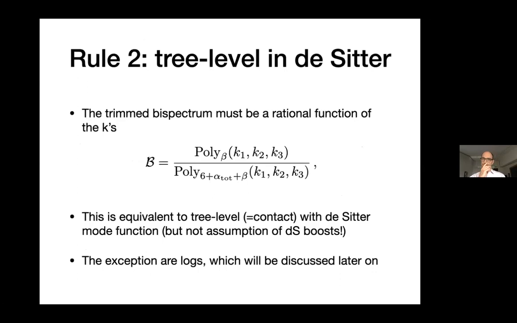Rule number 2 is that we are working at tree level in de Sitter space. And so the trimmed bispectrum must be a rational function of the norm of the momenta. That is, a polynomial divided by another polynomial. This is equivalent to saying that we're working at tree level and that the mode functions that we have are de Sitter mode functions. Notice I'm not assuming full de Sitter invariance for the interactions, but I do assume that the mode functions are the de Sitter mode functions. There is one exception to this, which is an important one, which are logs, and I'll discuss them later.